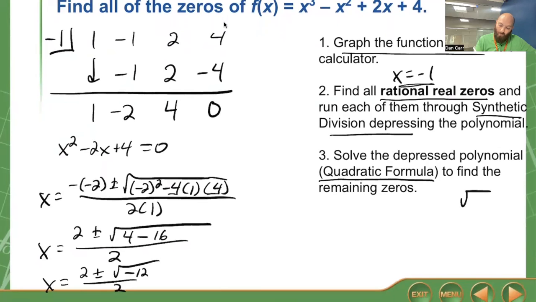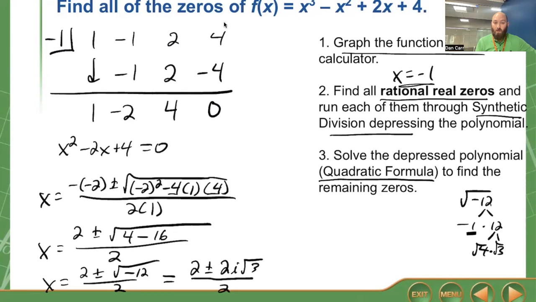So just like before, I'm going to break down -12. So it's a -1 times 12. 4 times 3, so that has a perfect square root of 4, but not the 3. So this will turn into 2 plus or minus, I got the square root of 4 is going to give me 2. This -1 will give me an i, and then it has square root of 3. That's all over 2. Since 2, 2, and 2 are all divisible by 2, I can simplify that further and make it 1 plus or minus i root 3.